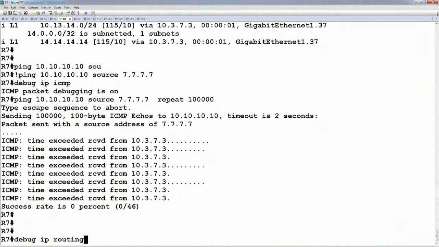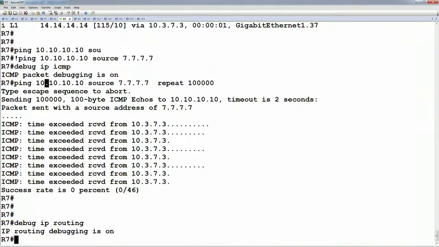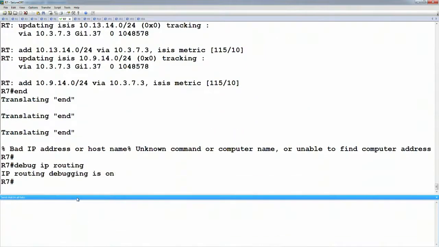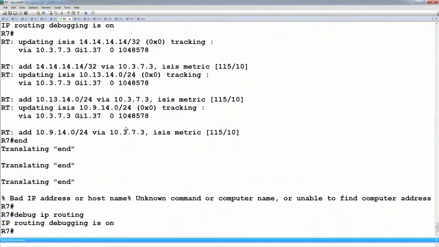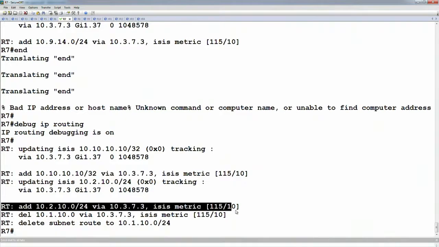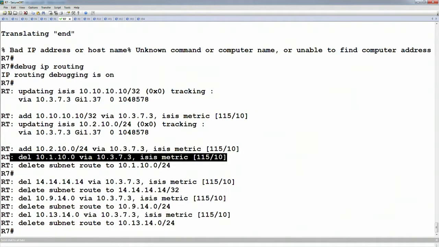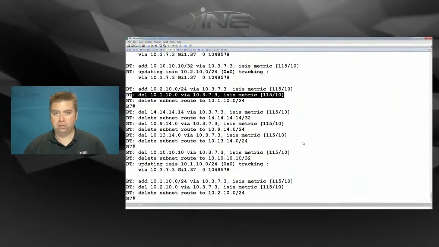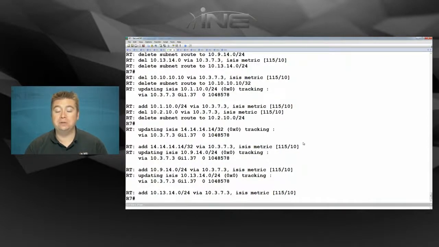So debug IP routing, same thing on 1, 2, and 3. Okay, let's just say it on all of these. Debug IP routing. Okay, from router 7's point of view, it says that something is changing. We added a specific network, then we deleted the subnet, but it doesn't really tell us why that is the case. The only thing we see is that the route is changing between being added and being deleted. What we need to figure out is what router is specifically deleting the route and why.